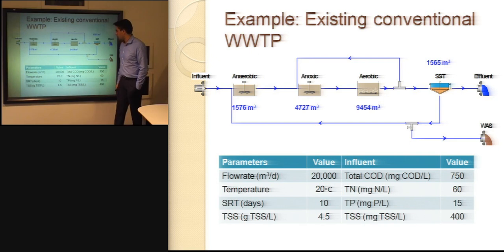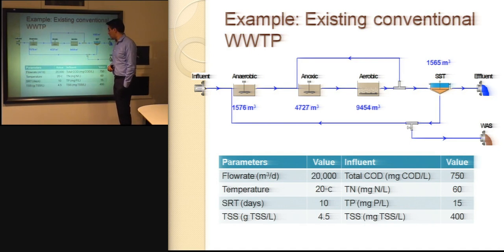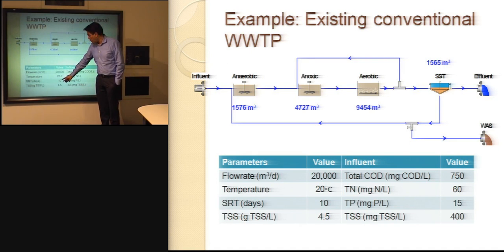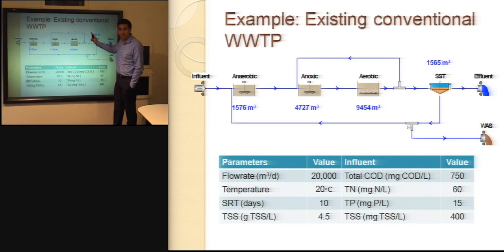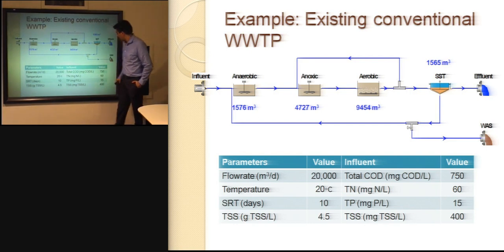To give the desired operating conditions, for this example we consider a plant that is treating about 20,000 cubic meters per day of wastewater, so it could be considered a medium-sized wastewater treatment plant for about 100,000 population equivalents. It works at a standard temperature of 20 degrees Celsius with a solids retention time of 10 days, which means the average time that the solids will spend in the system is 10 days, with a total suspended solids concentration of 4.5 grams per liter distributed in the whole system.